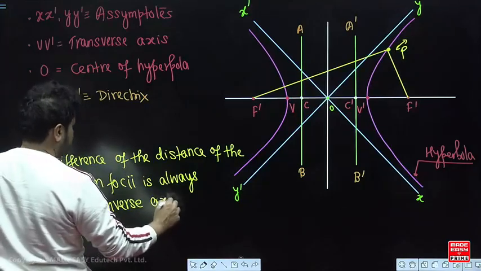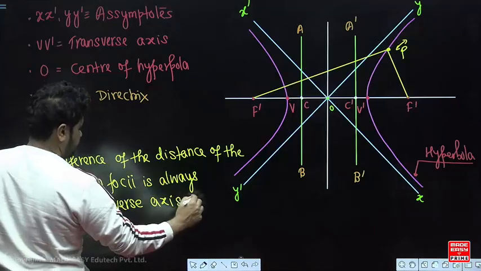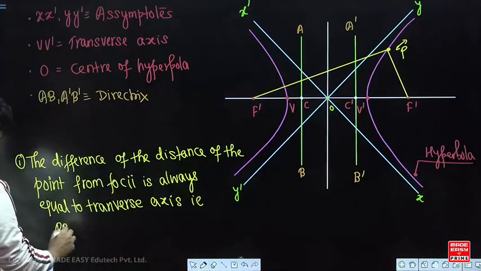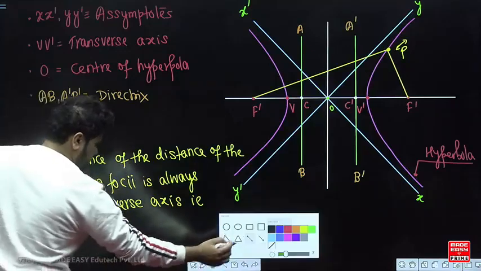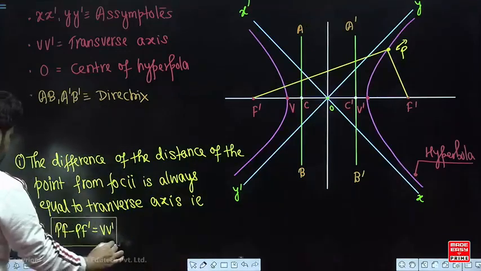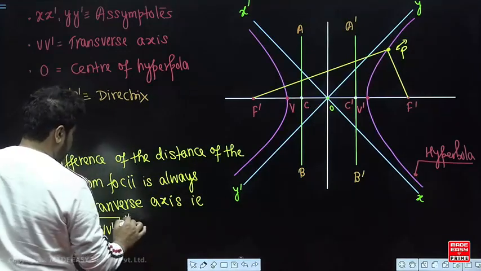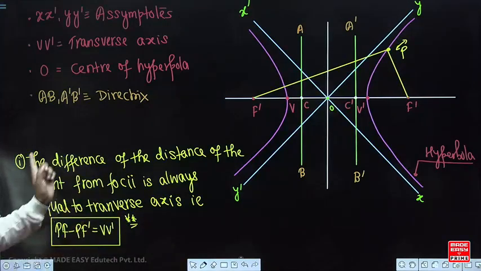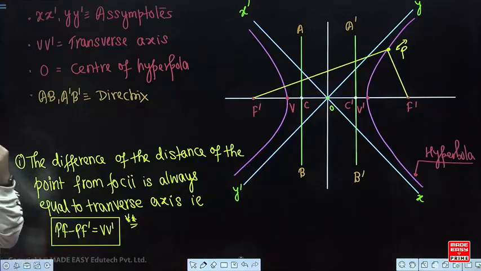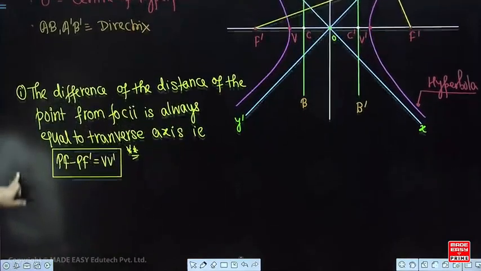Transverse axis, that is PF minus PF dash is equal to VV dash. So this is one important thing that you have to remember. In the ellipse, PF plus PF dash was VV dash, but in hyperbola it is PF minus PF dash that is always equal to VV dash. So this is the first point that you have to remember.